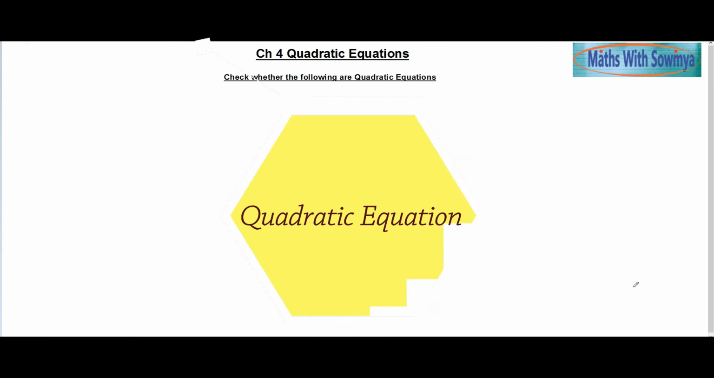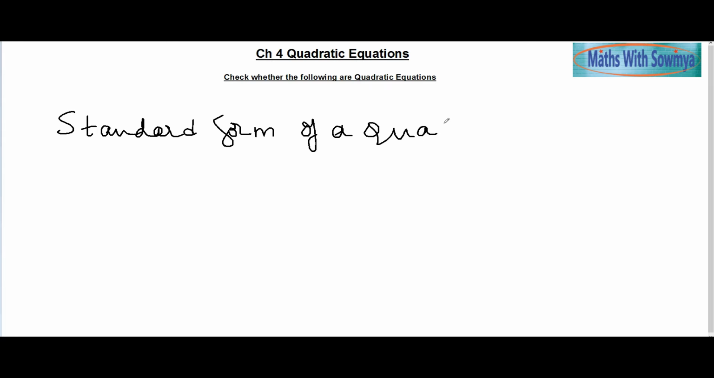Hello everybody, this is Chapter 4 Quadratic Equation for 10th Standard. We will learn how to solve quadratic equations, how to identify a quadratic equation, everything about the lesson. So very first, we will see the standard form of a quadratic equation.